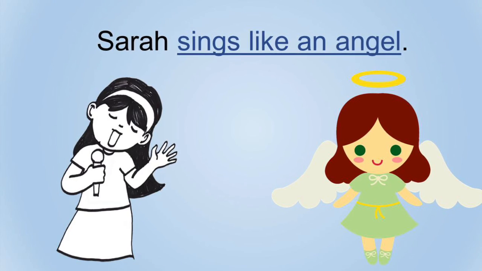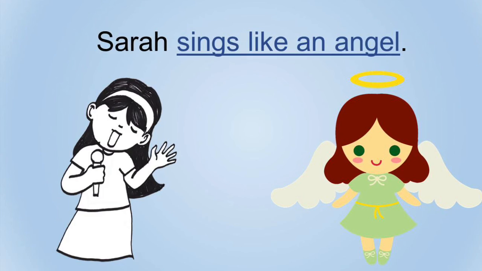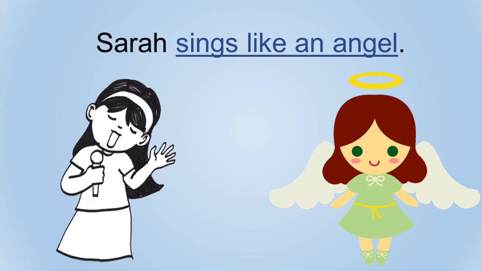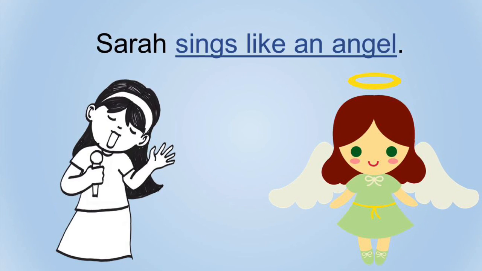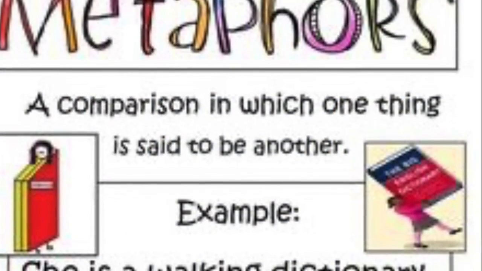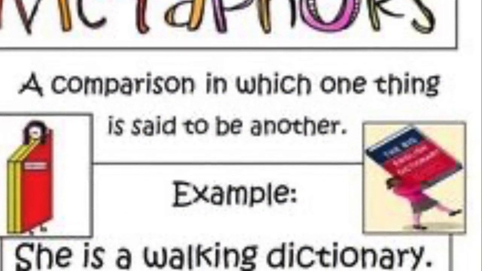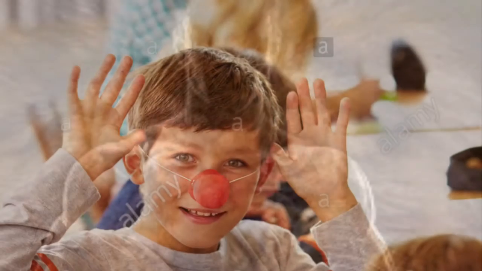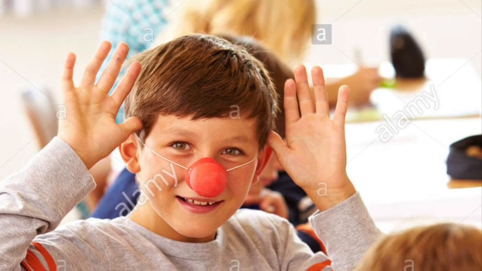Remember, similes are comparisons used to describe. In the last example, the singer's voice is being compared to the voice of an angel. Do you think this means she sings well? A metaphor is a direct comparison. It is a comparison without the words like or as. Here are some examples of metaphors. He has the heart of a lion. She is the class clown.